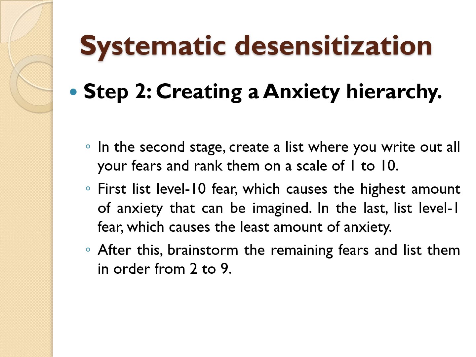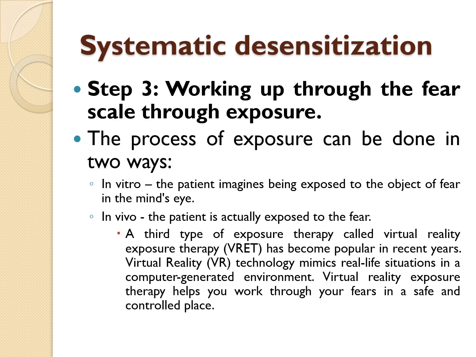After learning the technique of relaxation, one has to create an anxiety hierarchy, and the list is created on a scale of 1 to 10. At the first level, level 10 fear, which causes the highest amount of anxiety that can be imagined, and at the last, level 1 fear, which causes the least amount of anxiety, and in between, rank the other feared situations or objects. So the hierarchy is made. Now in the third step, working up through the fear scale through exposure.